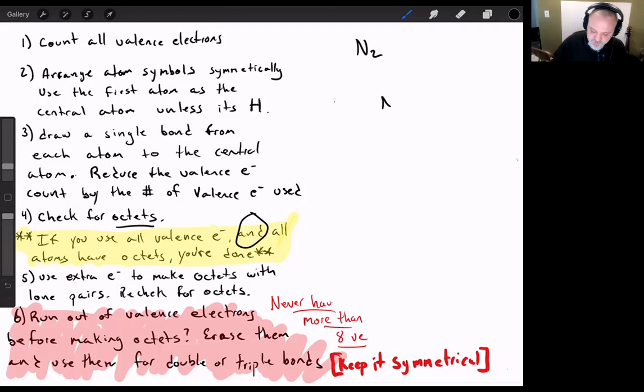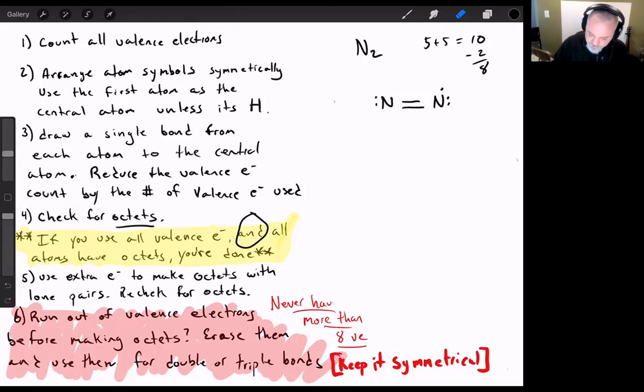All right, so N2, my count, 5 plus 5 equals 10. So arrange the atoms. That's how you do a diatomic molecule. Draw my single bond, reduce the count. I have 8 left. 1, 2, 3, 4, 5, 6, 7, 8. Okay, now I need to keep erasing. So let me erase those and try a double bond. Did that work? Well, it does increase the octet around the left nitrogen, but the left nitrogen now has 6 instead of 4. It still needs 8, so I got to keep going.